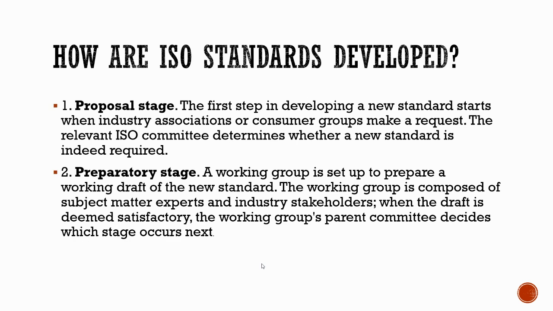So, how are ISO standards developed? First, the proposal stage. The first step is developing a new standard. It starts when industry associations or customer groups make a request. The relevant ISO committee determines whether a new standard is indeed required. Next, the preparatory stage. A working group is set up to prepare a working draft of the new standard. The working group is composed of subject matter experts and industry stakeholders. When the draft is deemed satisfactory, the working group's parent committee decides which stage occurs next.